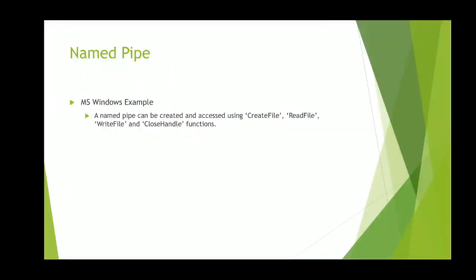In the last slide, we studied named pipes in Unix or Unix-like systems. Now we are moving on to the named pipe in Windows systems. In Windows systems, a named pipe can be created and accessed using the CreateFile, ReadFile, WriteFile and CloseHandle functions.